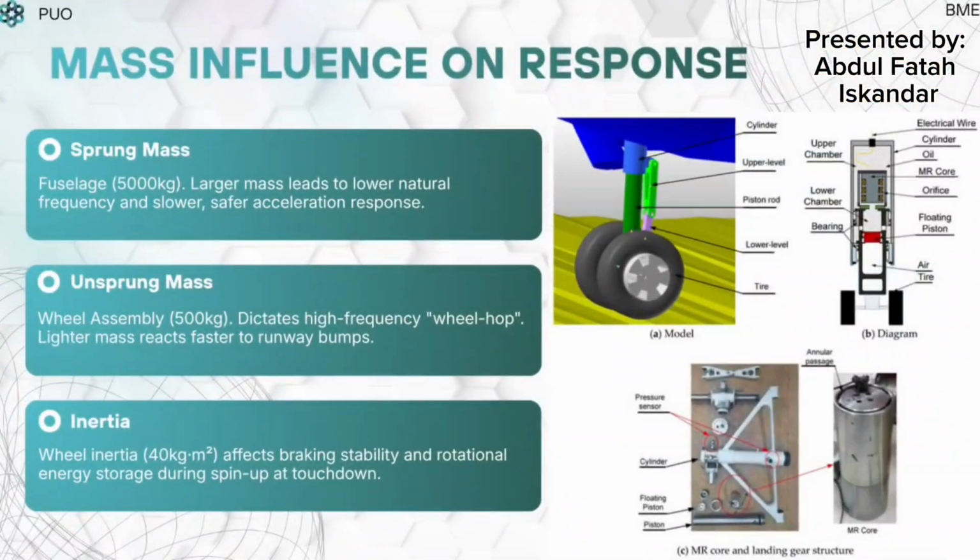Now we move on to mass influence on response. The sprung mass represents our heavy fuselage at 5,000 kg. Its large inertia results in a low primary natural frequency, keeping cabin acceleration smooth and safe. Next, the unsprung mass is the wheel assembly at 500 kg. Being much lighter allows it to react fast to rapid runway bumps. We also factor in a wheel rotational inertia of 40 kg, which directly dictates braking stability during high-speed touchdown spin-up.